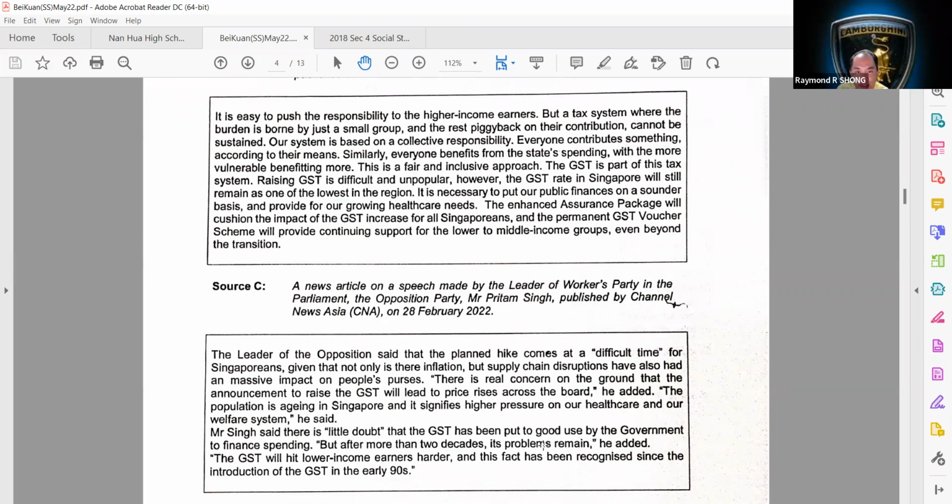How you know it's 20 years? If it's not successful, you say 20 years. That means 1994 until now, 20 years. If it's not successful, then how come we have the assurance package?